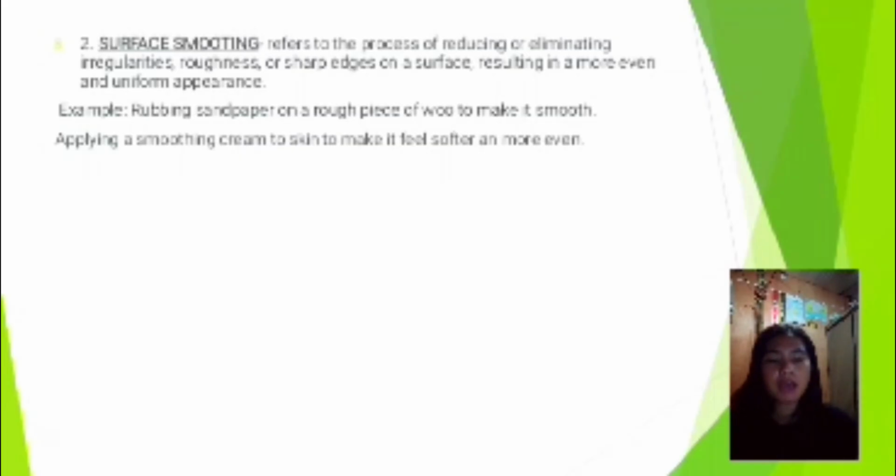So, we have the example also which is the rubbing sandpaper on a rough piece of wood to make it smooth. Applying a smoothing cream to skin to make it feel softer and more even. So, yun yung kanyang example sa surface smoothing para maging smooth yung ating flow kapag nandun na siya sa himpapawid. Okay, everyone, let's proceed to the types of drag reduction techniques.